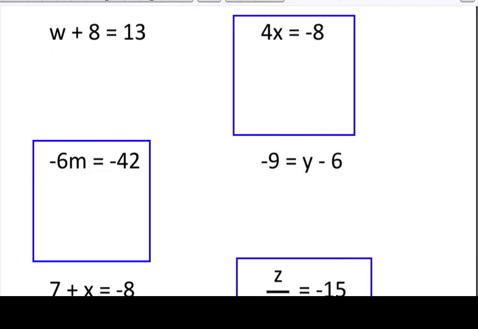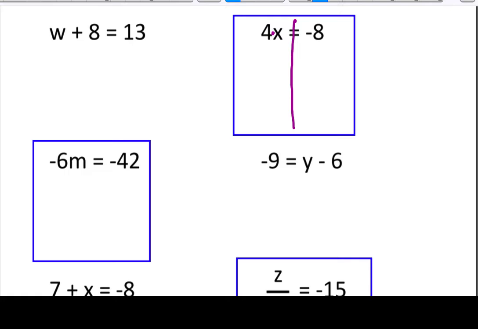So there are three examples on the first page of your notes there. We're going to finish those three up today. The steps are the same. 4x is equal to -8. So I'm going to start by drawing my line down through my equal sign. Remember, 4x means 4 times x. So this is a multiplication problem. So to solve a multiplication problem, we want to do the opposite.